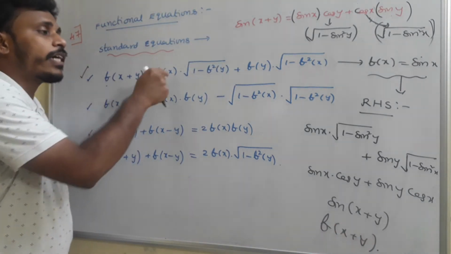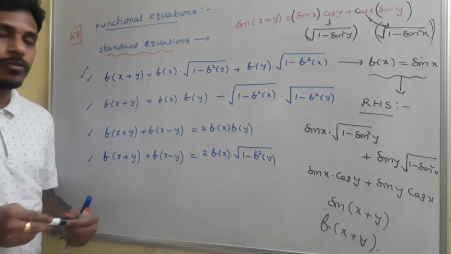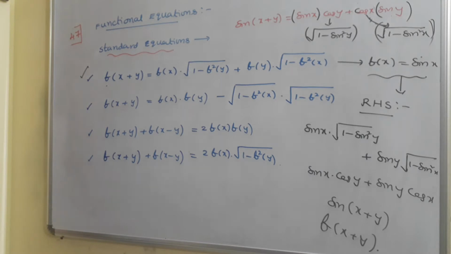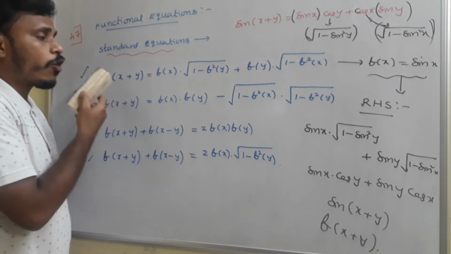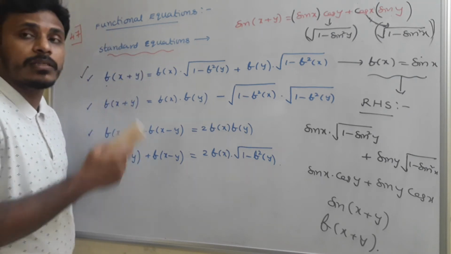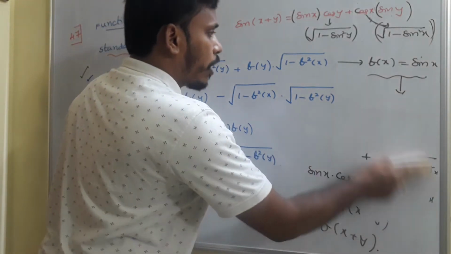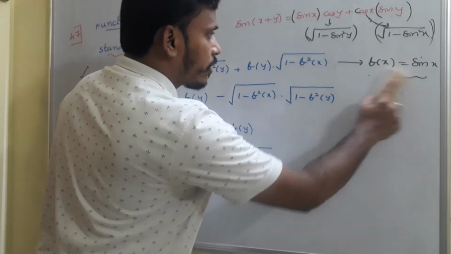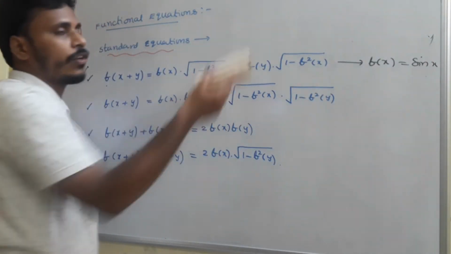So both sides are balanced if the function is sin x. Okay, we just have it. So for the functional relation, f of x plus y is equal to f of x into root 1 minus f square y plus f of y into root 1 minus f square x, the corresponding function is sin x, and this is one standard functional equation involving trigonometry.